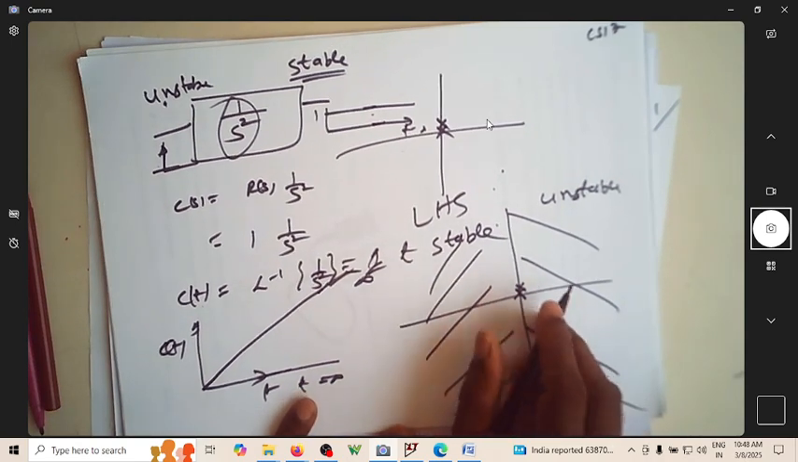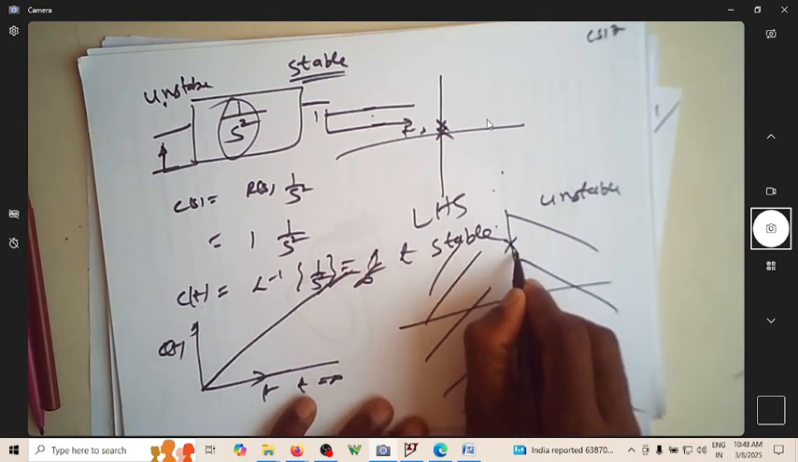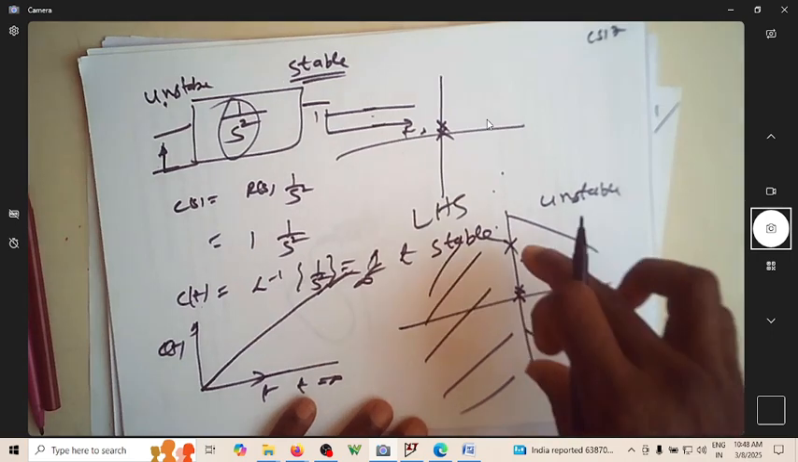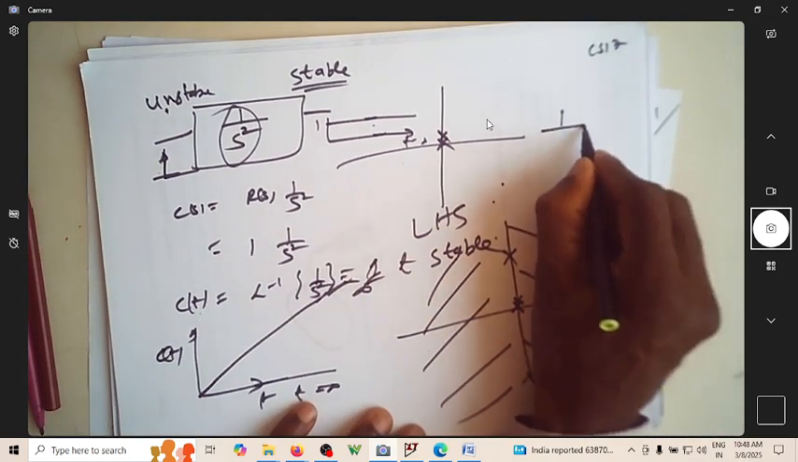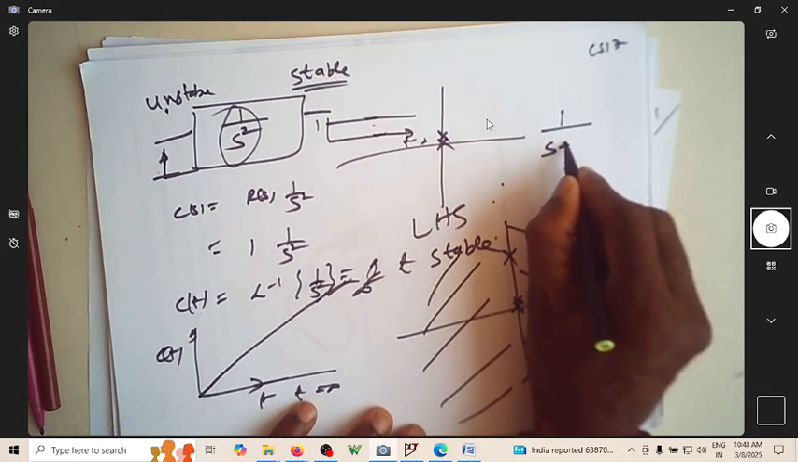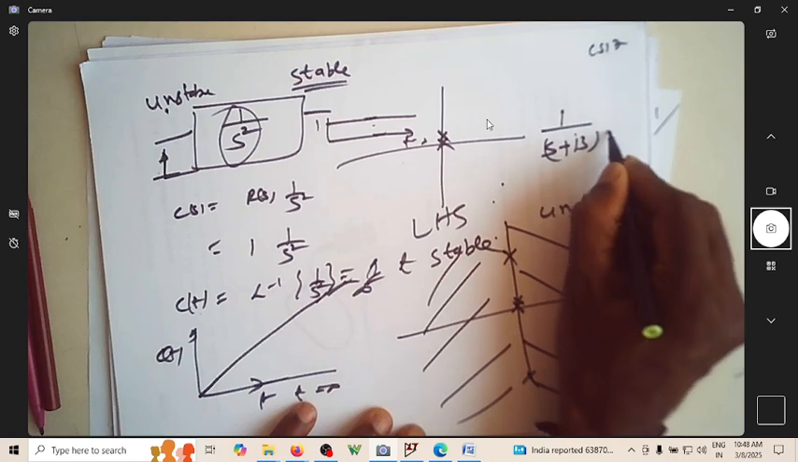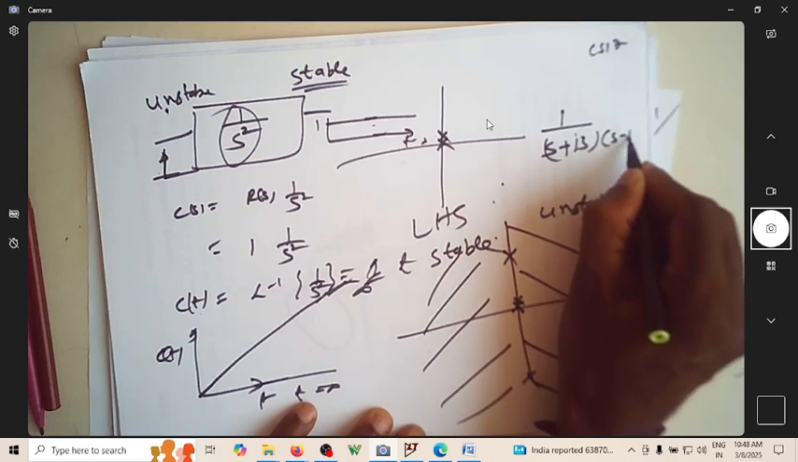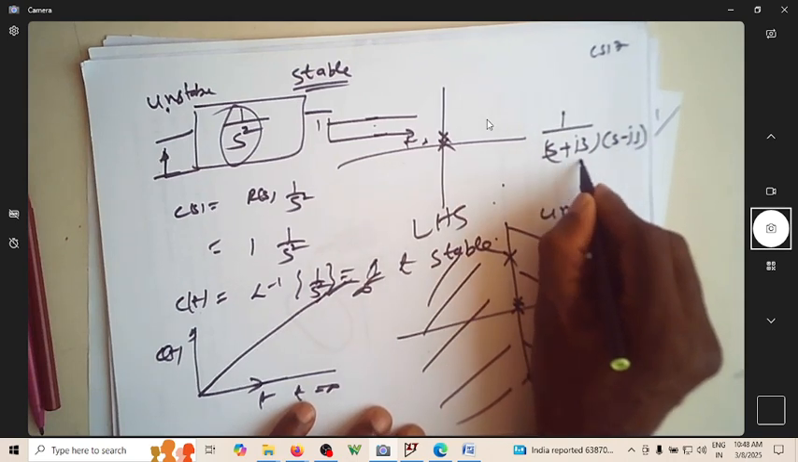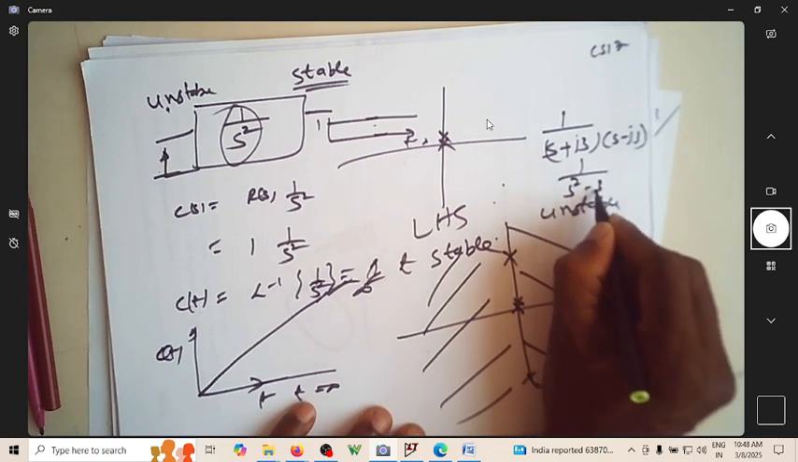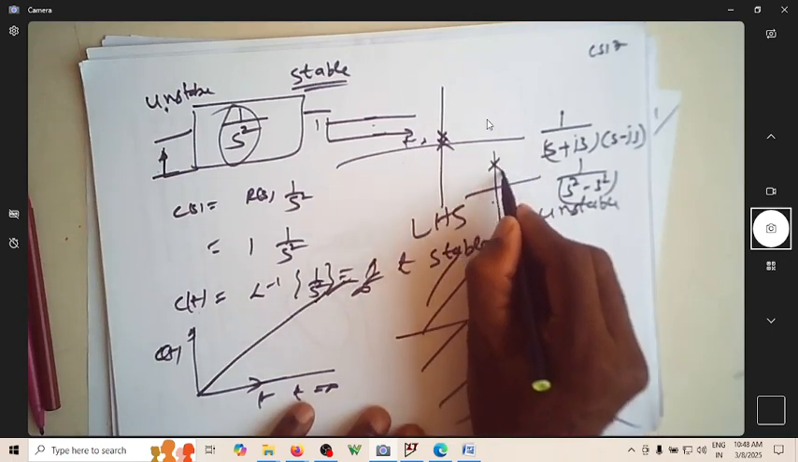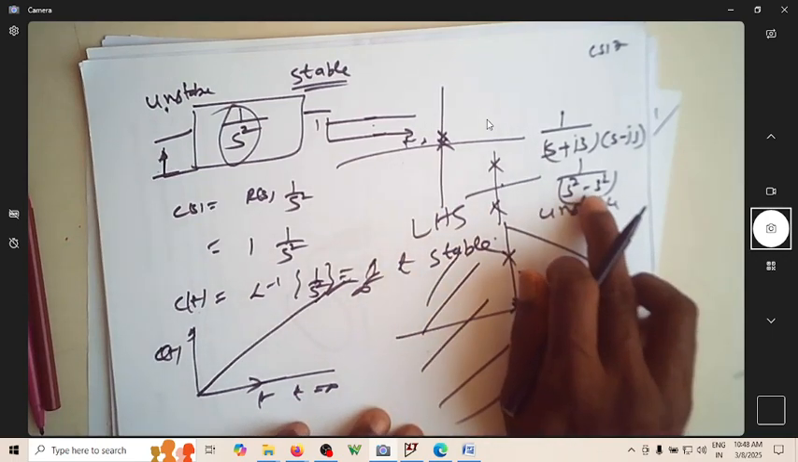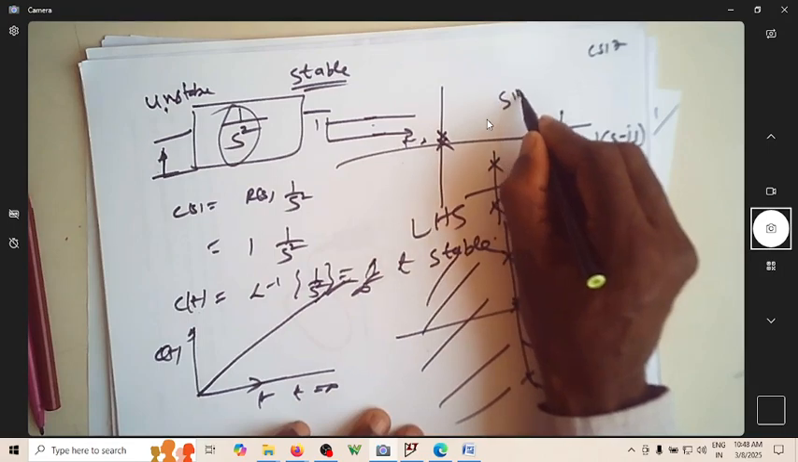Now the question is, if you have complex poles, suppose the poles are on the imaginary axis, supposing that you have 1 over s plus j3 and s minus j3. This will result in 1 over s square plus 3 square, which is nothing but you have poles on the imaginary axis. The Laplace inverse of this is sine 3t.